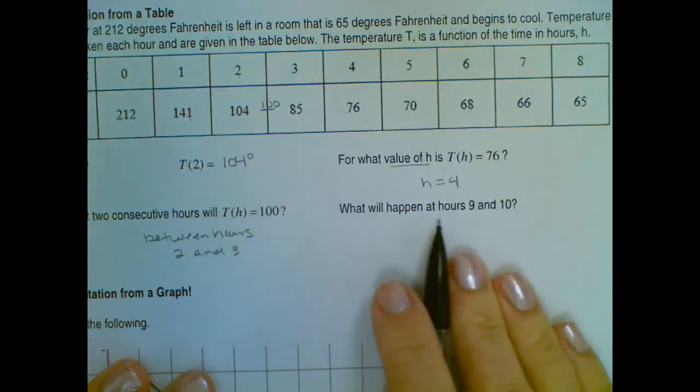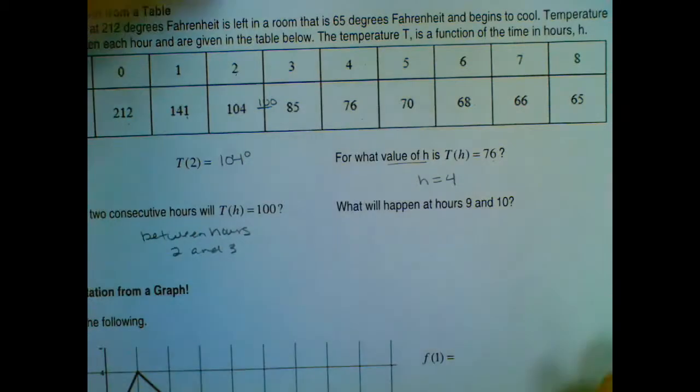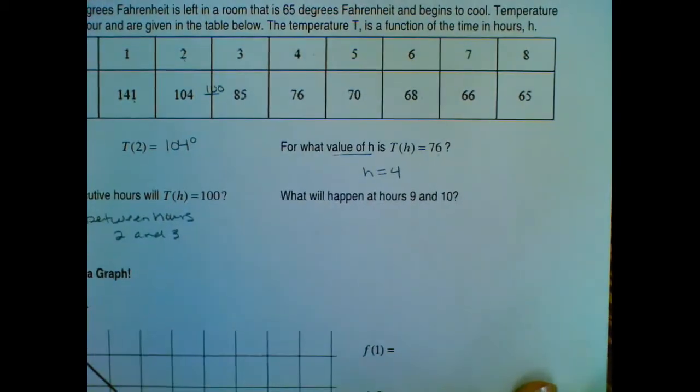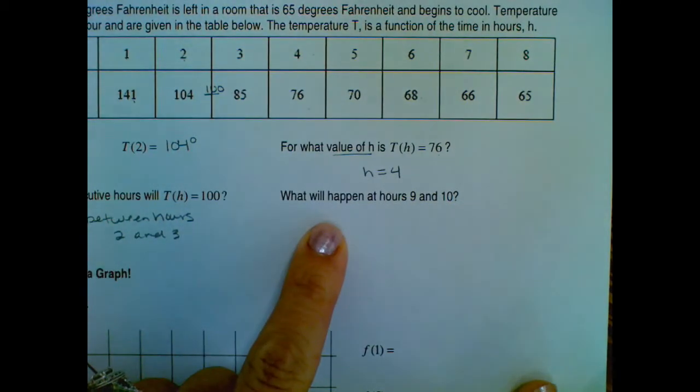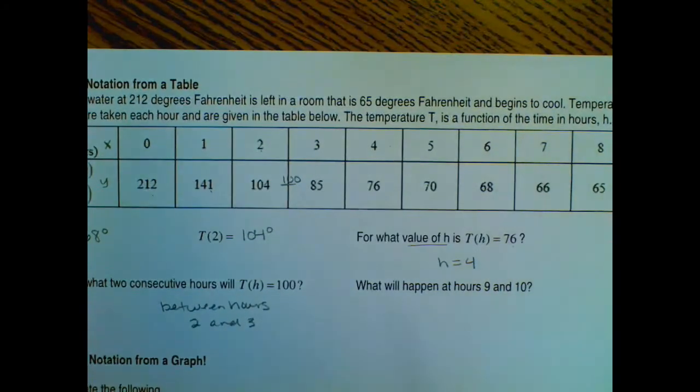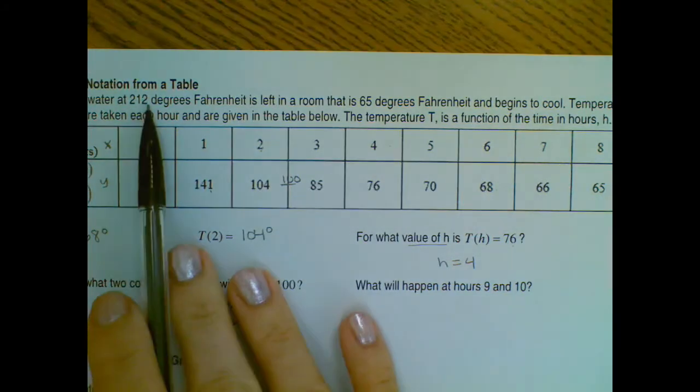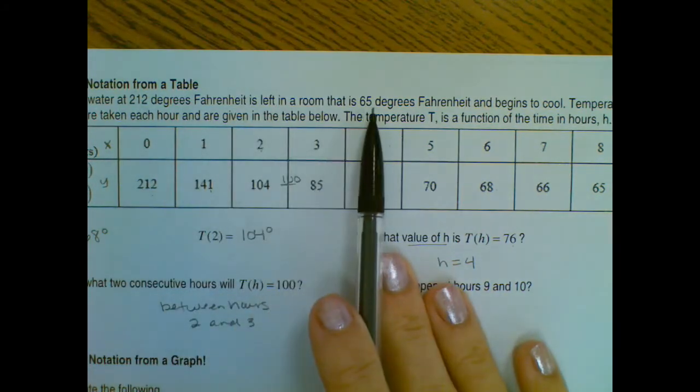It says here, what will happen at hours 9 and 10? So if we go over here, we can make a prediction of what's going to happen between hours 9 and 10. So let's look back to the original question. It says that the 212 degrees is where it started. Okay, and it's sitting in a room that's 65 degrees.